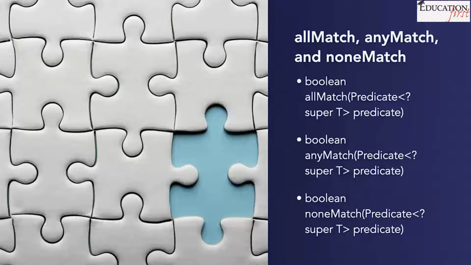Any match is more interesting. So any match is just going to see if any element in the stream matches. And again, this could also run forever. It depends a bit on the circumstances. If it's an infinite stream and it cannot find a match, it will just continue looking for a match. But as soon as it finds a match, it returns true. And if it's a finite stream, it will return false if none of the elements match. Let me show you.